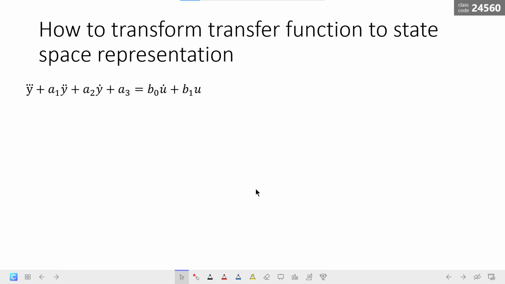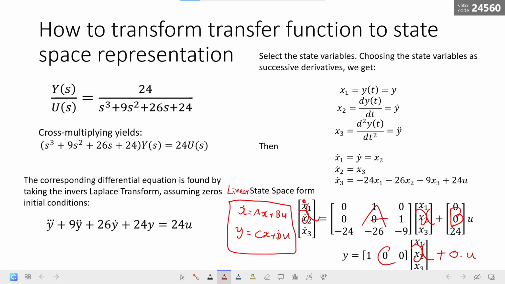Another way to transform a transfer function to a state space representation is for the case where you have input not just u but also the derivative of u. As you can see here, you have u dot and also u. If you follow the same process, you're going to fail, because the standard form here has no derivative term of u.